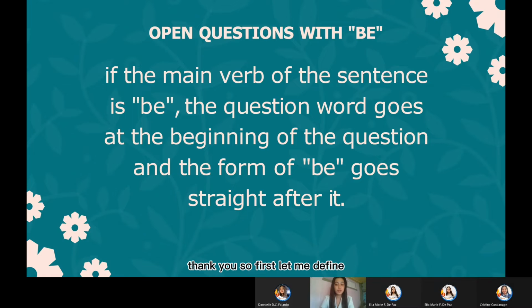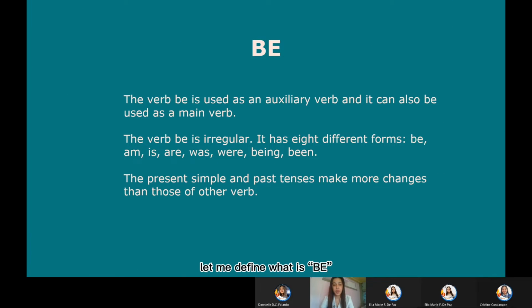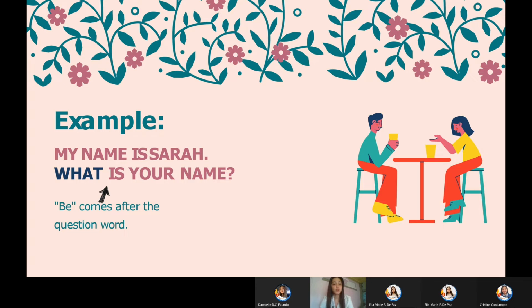So first, let me define what is be. The verb be is used as an auxiliary verb and it can also be used as a main verb. The verb be is irregular. It has 8 different forms: be, am, is, are, was, were, being, been. The present simple and past tenses make more changes than those of other verbs. So I have an example here.